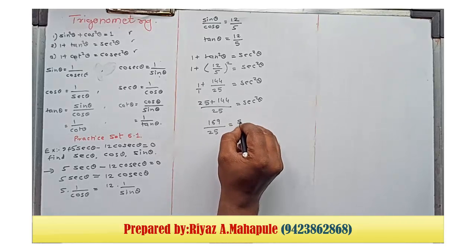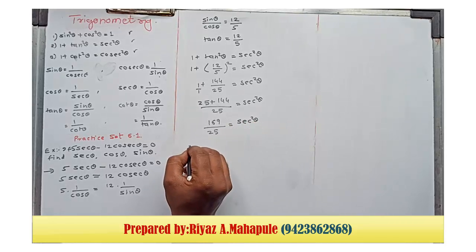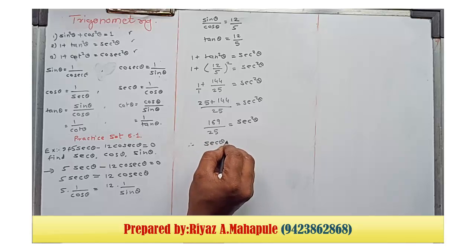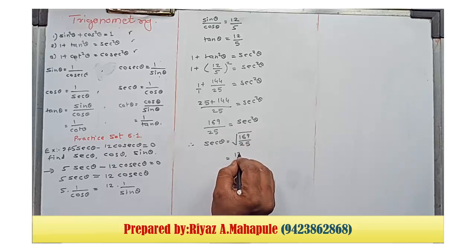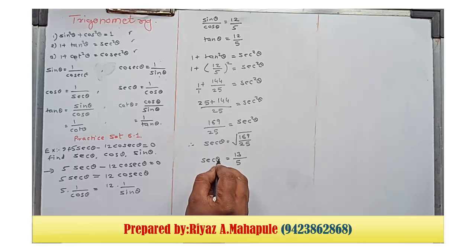Is equal to sec square theta, and therefore sec theta is equal to square root of 169 upon 25. So square root of 169 is 13 upon square root of 25 is 5. This is the value for sec theta. Okay, now after that sec theta, find cos theta. So we have this formula, cos theta is equal to 1 upon sec theta.